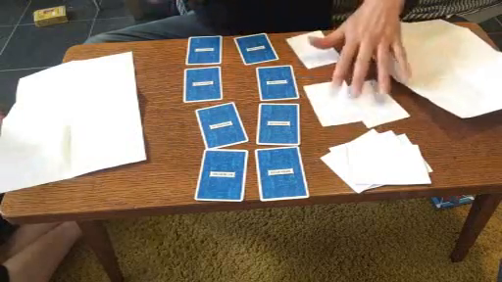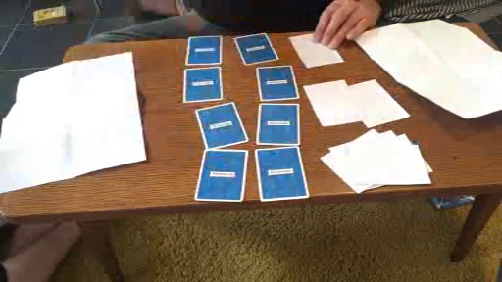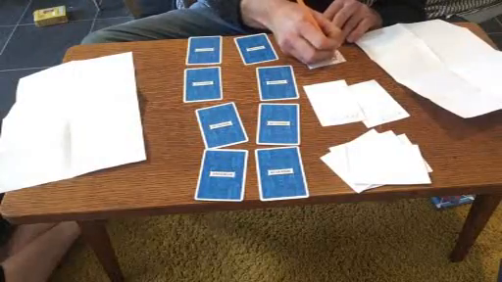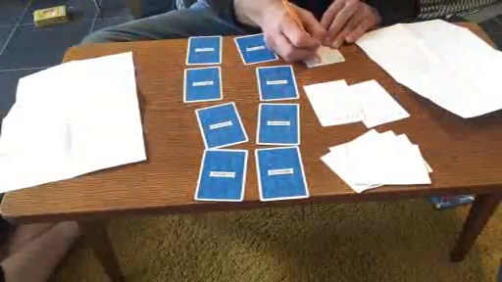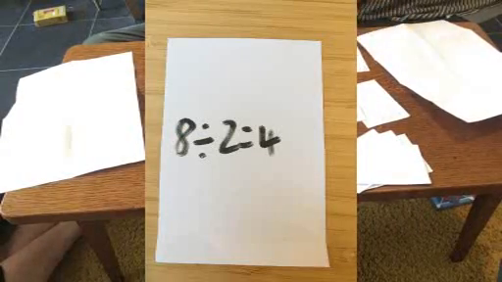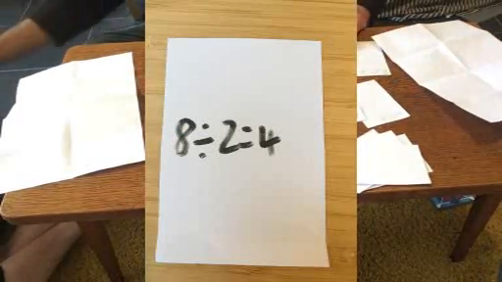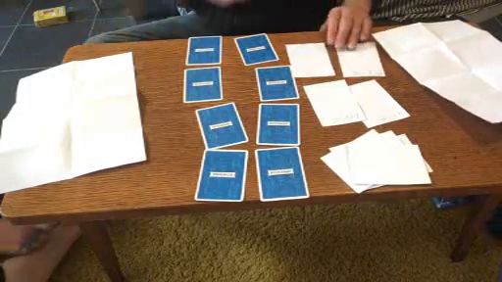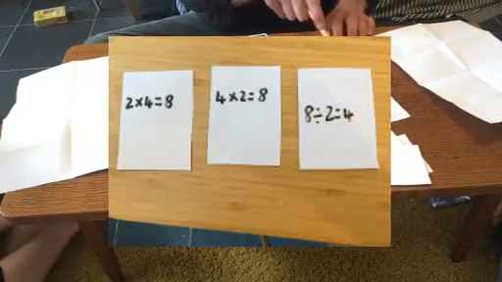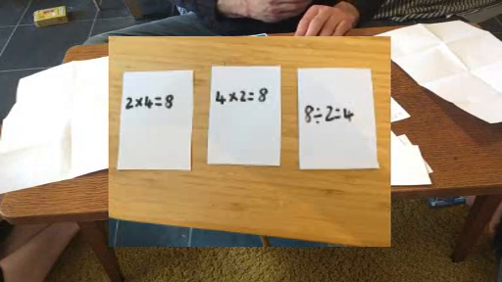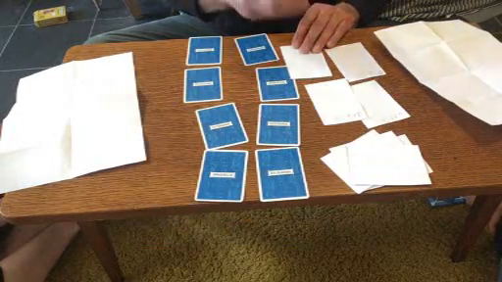So if we're talking about that, we start with 8. We might divide it by 2. And how many 2's are there? There are 4. So we're nearly there with our family of facts. Can you think of the one I've missed out here? I've got 4 times 2 is 8. I've got 2 times 4 is 8. I've got 8 divided by 2 is 4. What's the last one? 4 divided by 2.